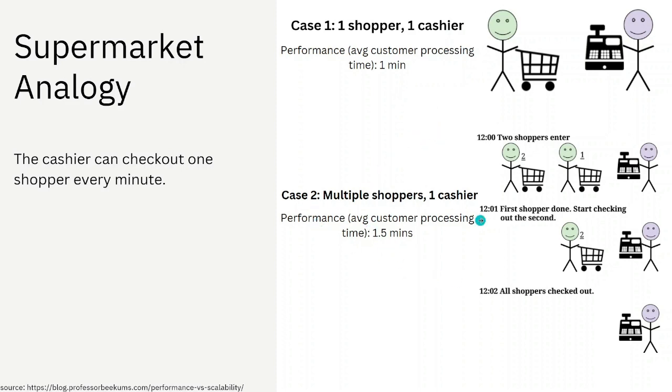Now let's say two shoppers come together. We have one cashier. For shopper number one, it will take 1 minute. But shopper number two will have to wait 1 minute for shopper number one to be completed, and then it will take another minute for shopper number two's cart to be processed. So for shopper number one it took 1 minute, and for shopper number two it took 2 minutes. So 1 plus 2 equals 3. Now in this case, the average time of the system increased to 1.5 minutes, right? Because the number of customers increased.